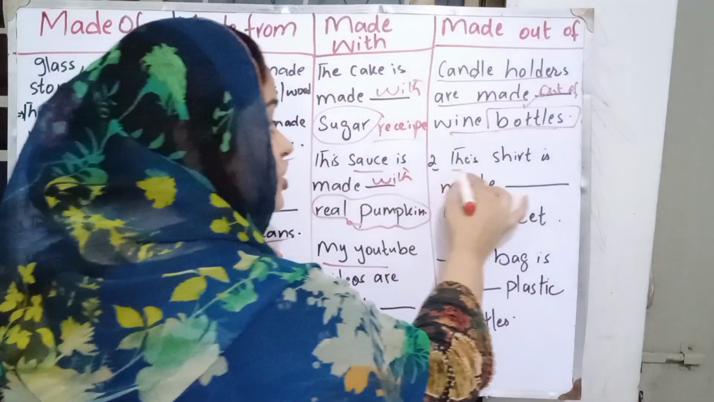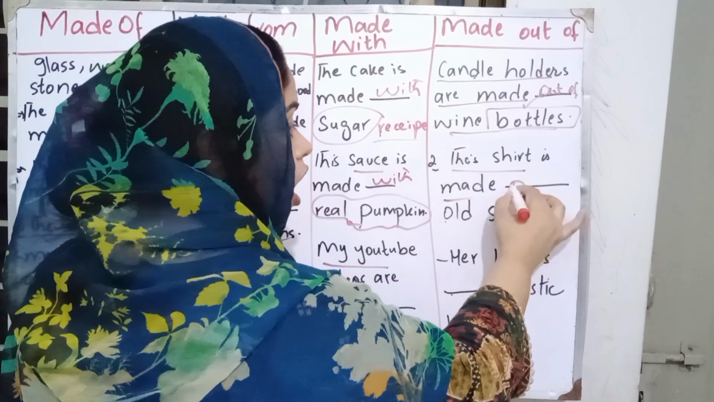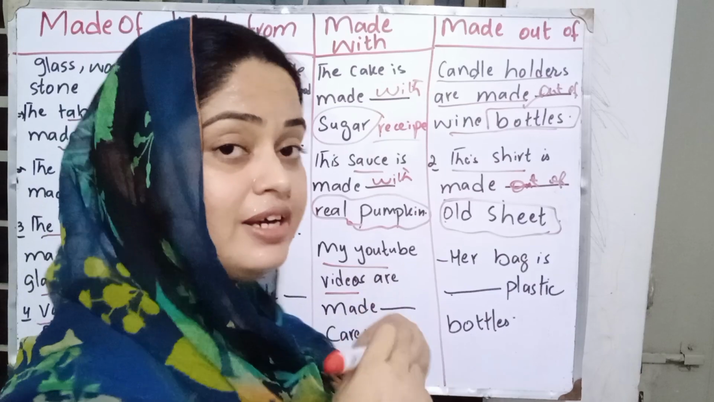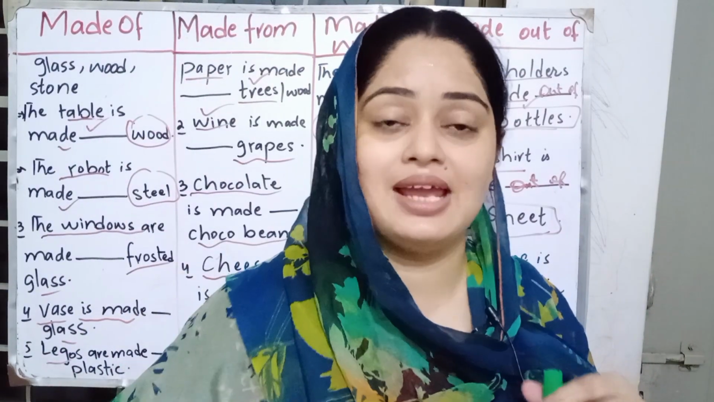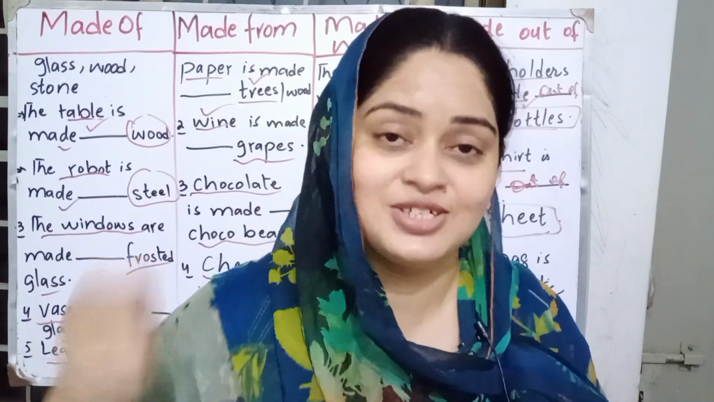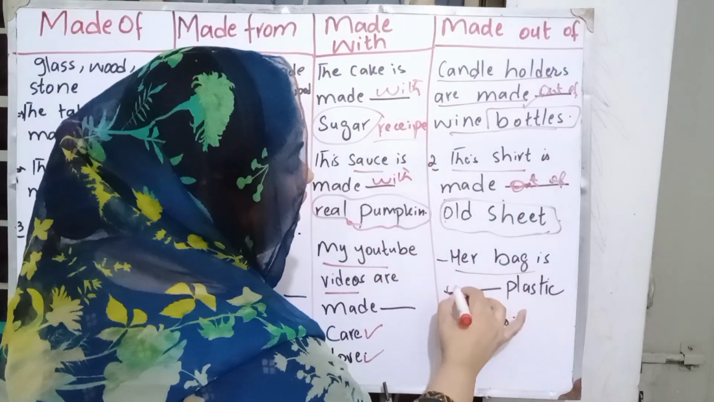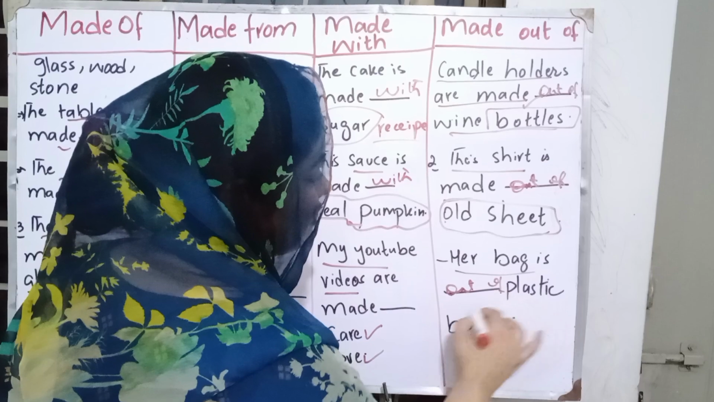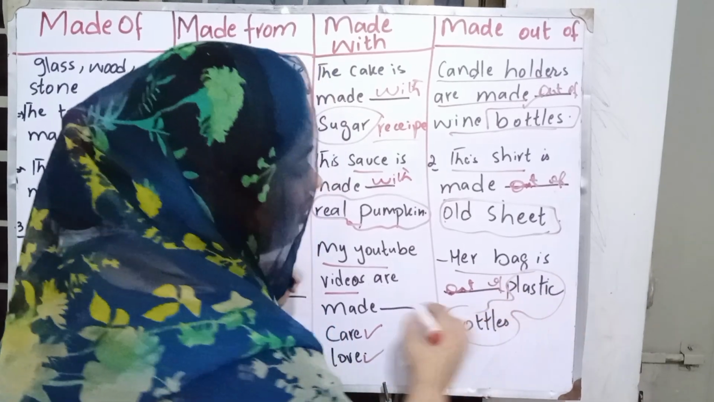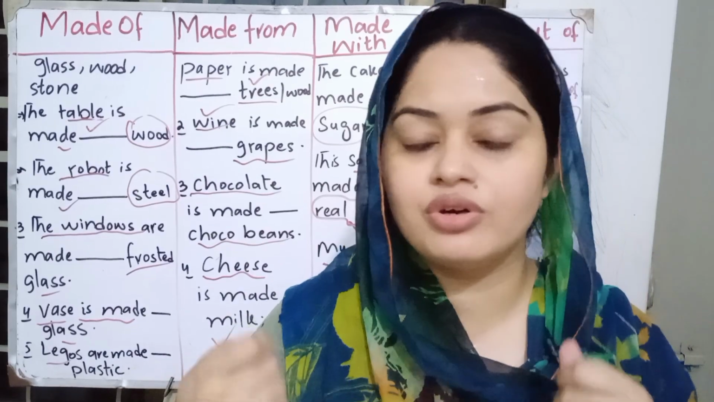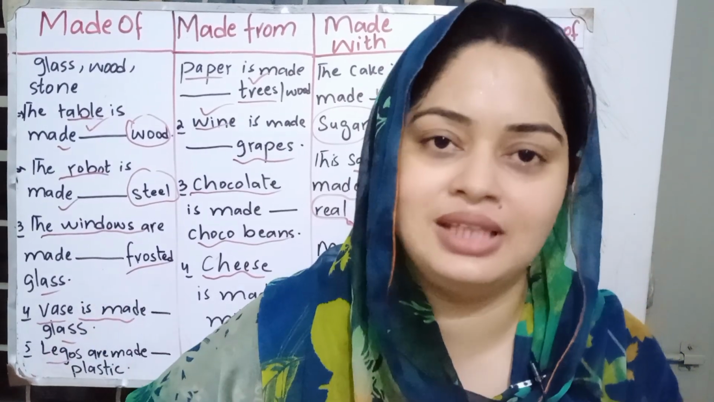Next, this shirt is made out of an old shirt. The old shirt was already present. We have recycled it to make a new shirt. Next, her bag is made out of plastic bottles. Plastic bottles were already present. We have only recycled them out of our creativity to make a new thing.